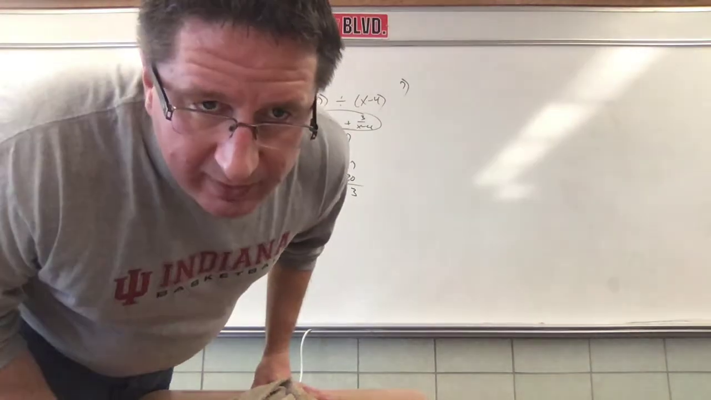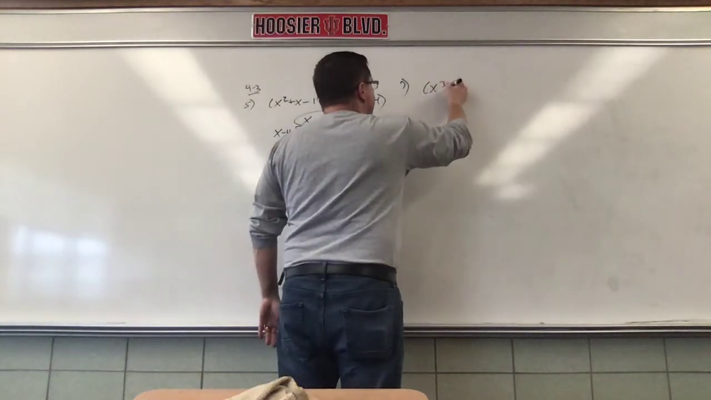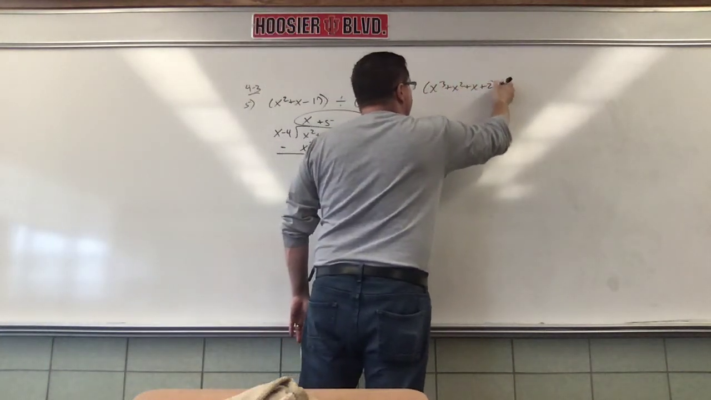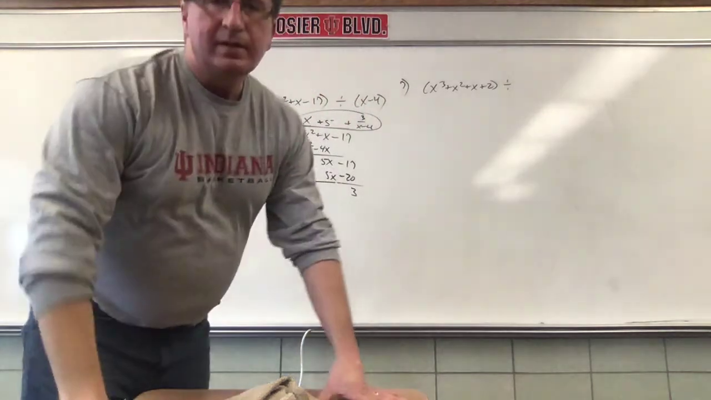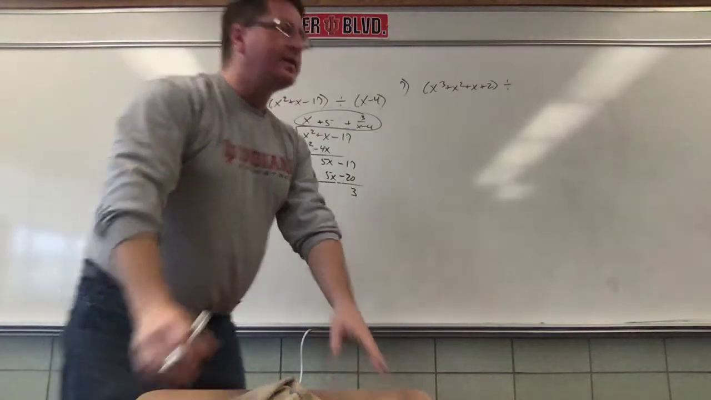Okay, so number 7, we have x cubed plus x squared plus x plus 2 divided by what? x squared minus 1. x squared minus 1.